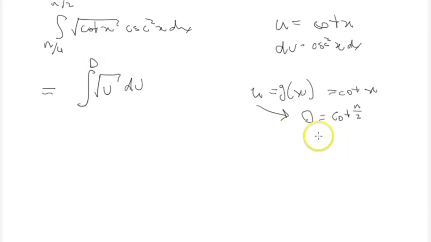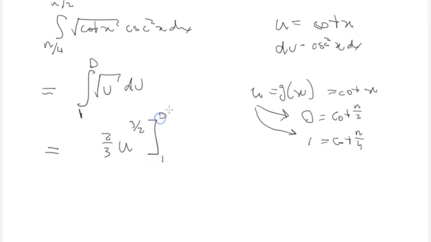And then the cotangent of pi over 4, that is equal to 1. So that means that the u for the bottom limit, in terms of u, is going to be 1. So then let's solve for this. It's going to be the same thing. 2/3 u to the 3/2 from 1 to 0.